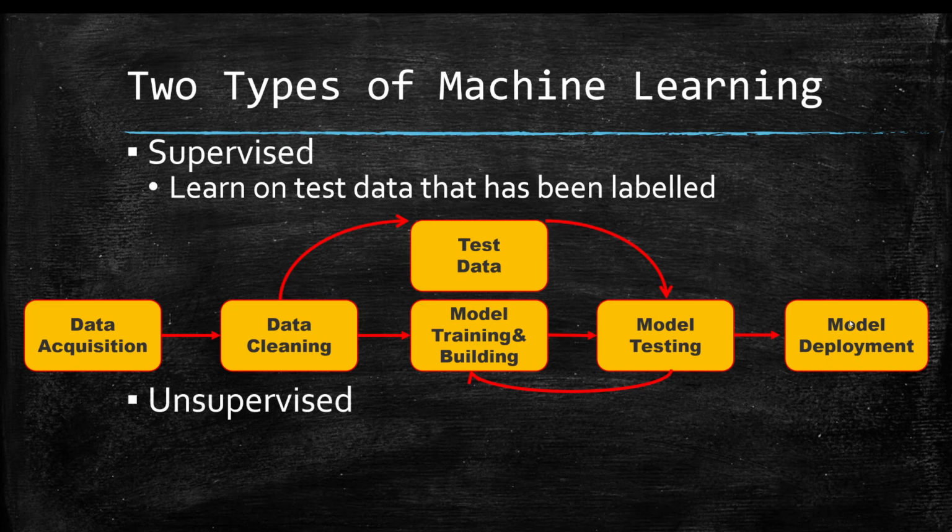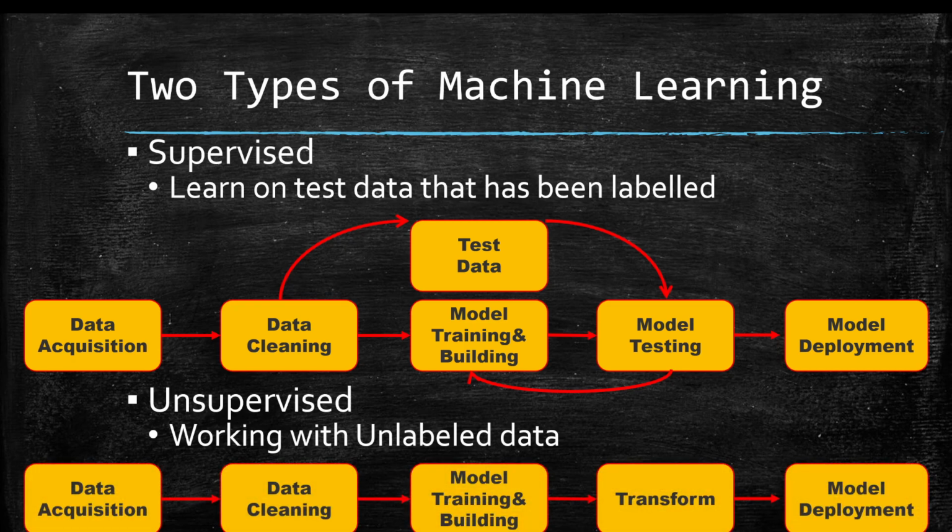All right, the second type of machine learning is unsupervised learning, and that's working with unlabeled data. And this to me is a little bit like voodoo, but it kind of looks like this. We're going to start off with the data acquisition, then we're going to clean it, then we're going to train it and build it. I don't know how, but we do it. And then we're going to transform it into a model that works for us. And then we're going to take that model and use it in the real world.